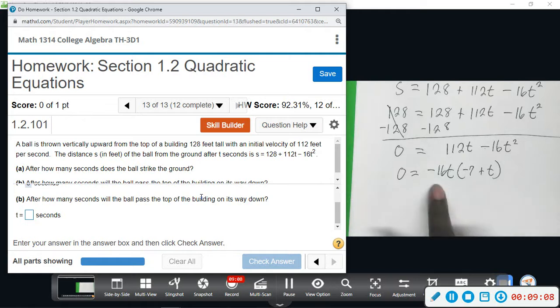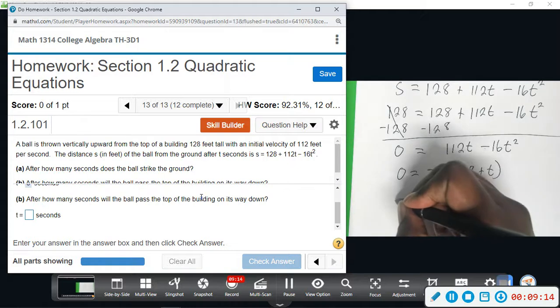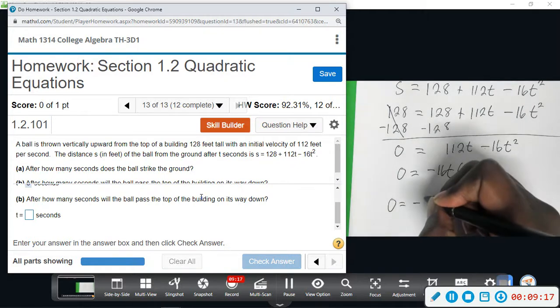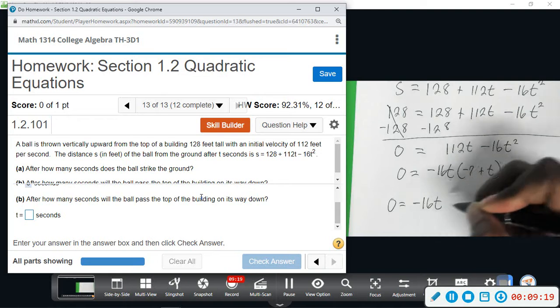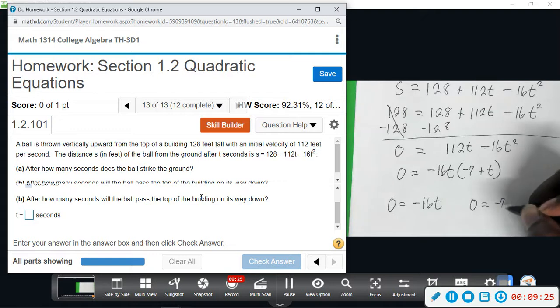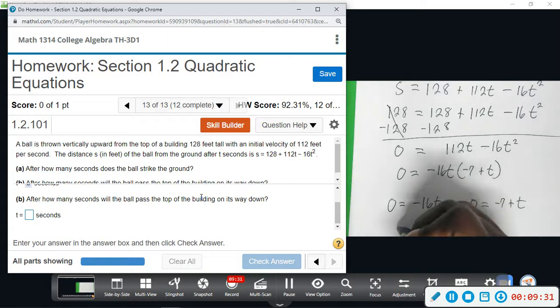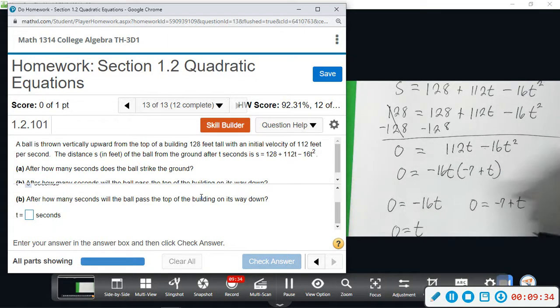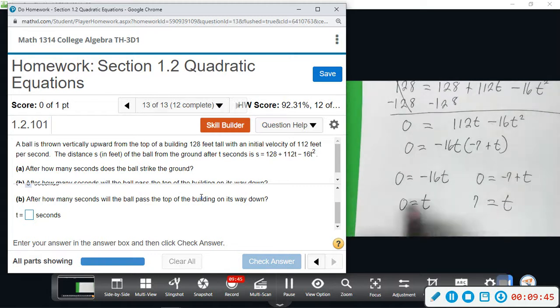Now, when we go to solve these, we set both of these terms equal to 0. So I have a 0 equals -16t, and then we have 0 equals -7 plus t. Alright, so divide by -16, we get 0 equals t, and then solving this one, we get 7 equals t. So there's 2 times when this ball is at 128 feet.